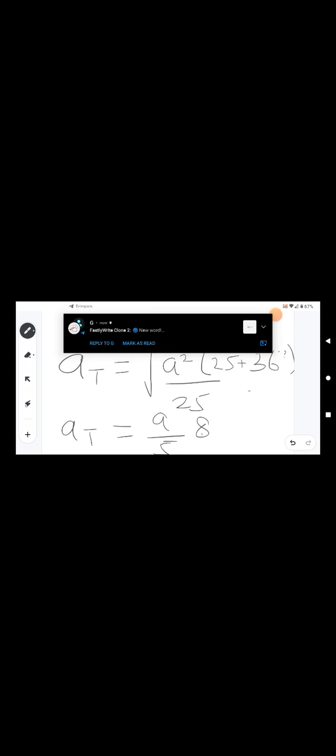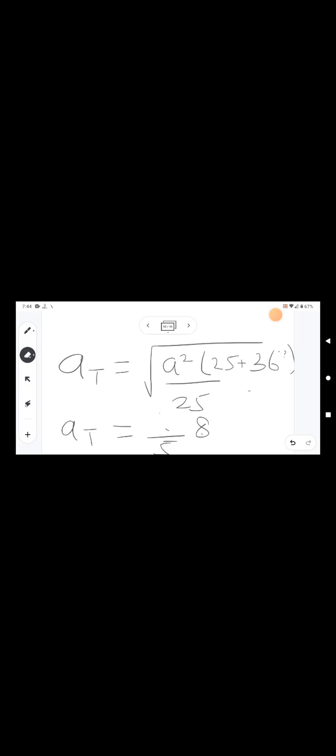So the value of a is 0.5, just putting the value of a there. So this is 1 upon 10, so that is 8 upon 10. So the total acceleration is equal to 8 upon 10, so that is equal to 0.8.